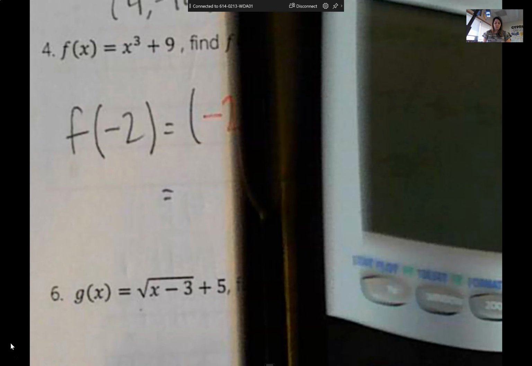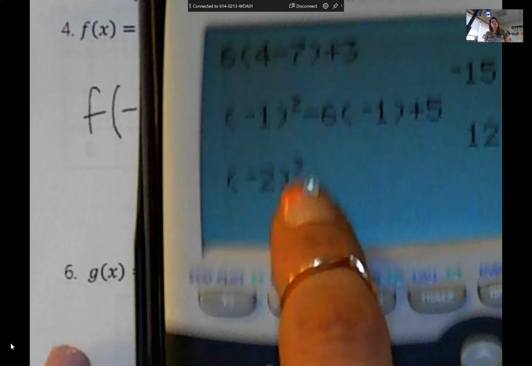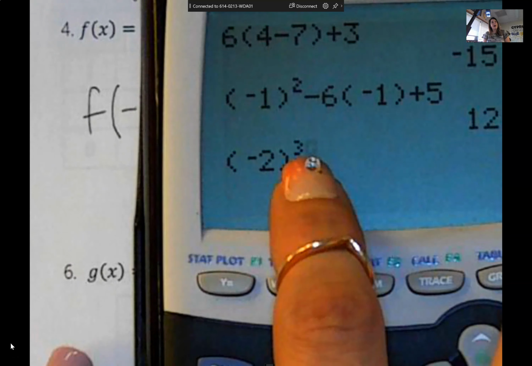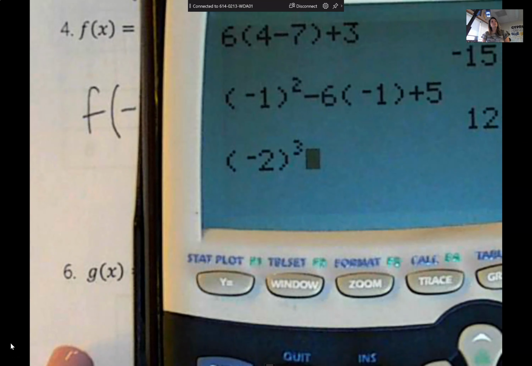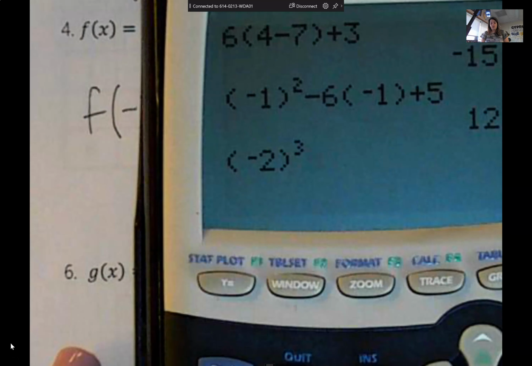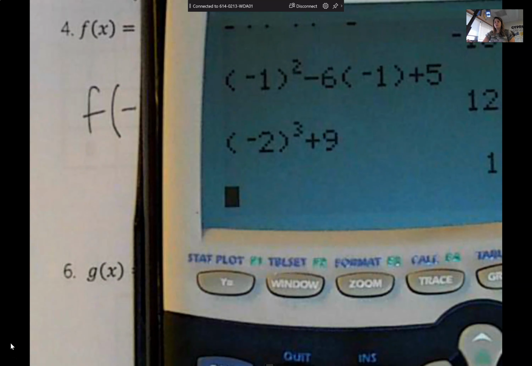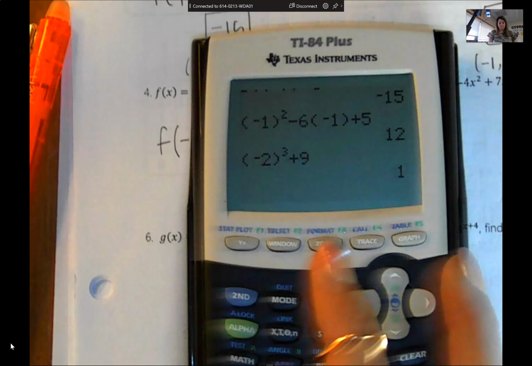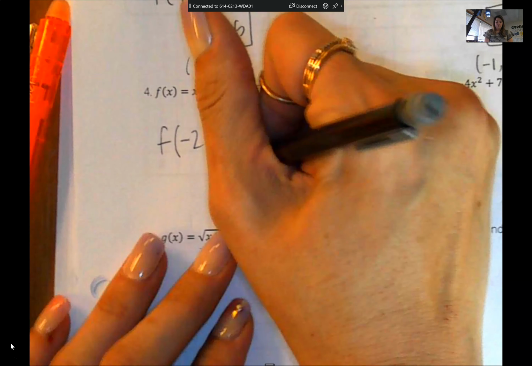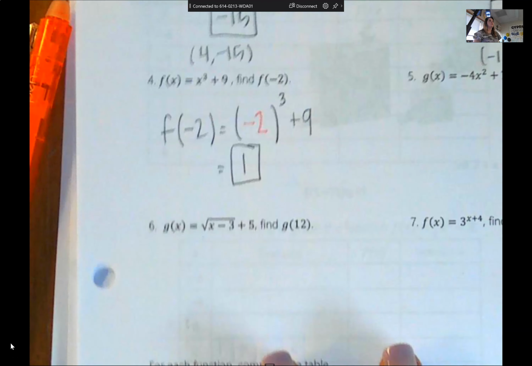We type in a 3, and then what this arrow is telling you is, if you want to get out of this, you have to arrow over. So if I arrow over, it kicks me out of the exponent, and I can put that +9 on. So this one just ends up being 1. So that roller coaster would have a point at -2, +1.